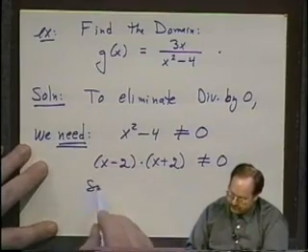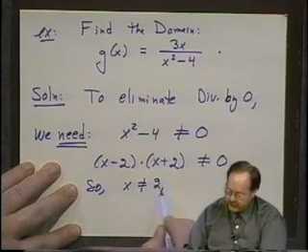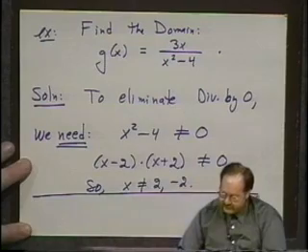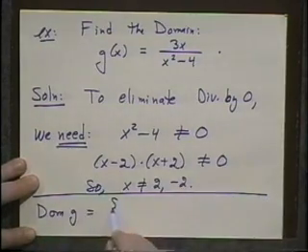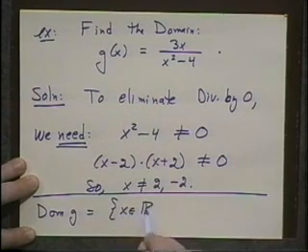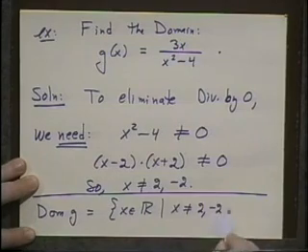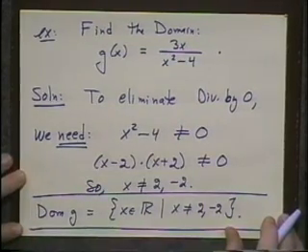So we need that x is not equal to 2 or minus 2. So with that in mind, I can write down the domain of this function, the domain of g, is the set of all the x's in the real numbers such that x is not equal to 2 or minus 2. And there you go. I've just found the domain of this function.